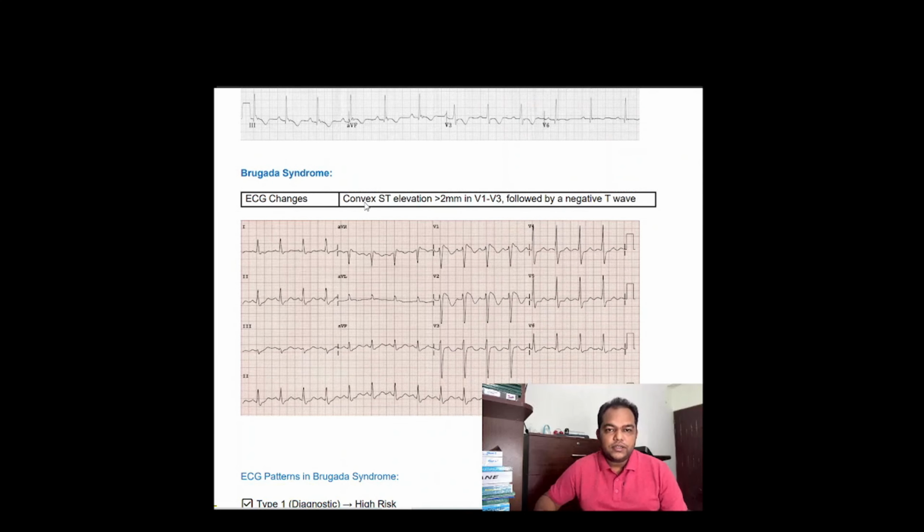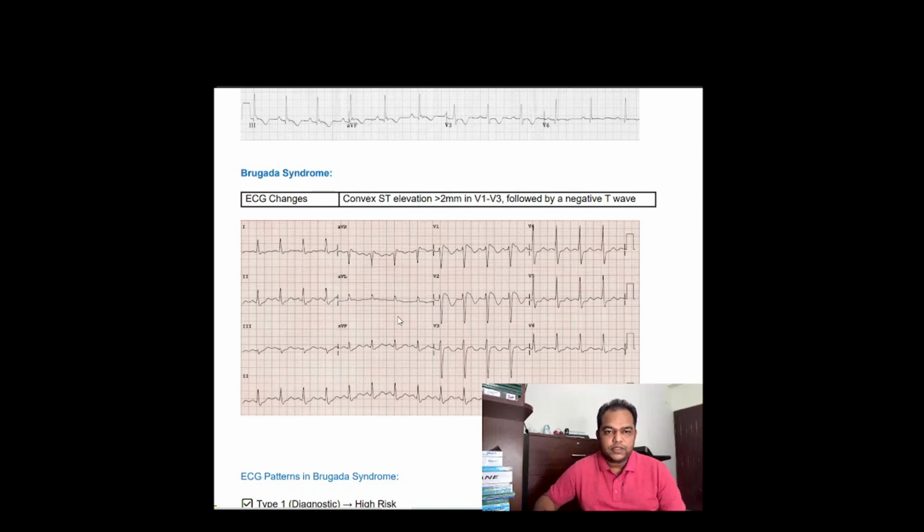Now the Brugada syndrome. The ECG findings of Brugada syndrome include convex ST elevation. This is the convex ST elevation, followed by T wave inversion or negative T. That means convex ST elevation more than 2 millimeter in lead V1, V2 or V3, followed by T wave inversion.